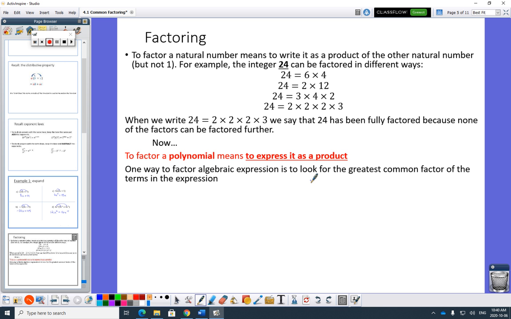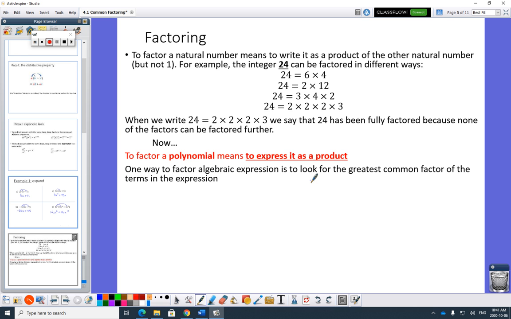You could write 24 as 2 and 12. 2 can't be divisible by anything other than itself, but 12 can be 6 and 2. It can be 3 and 4, which can then be 2 and 2, right? So we're trying to get to the lowest common multiples. So when we write 24 as 2 times 2 times 2 times 3, then we call that fully factored. None of the factors can be divided any further. Again, we're not going to include 1. Okay, so those are considered prime numbers.